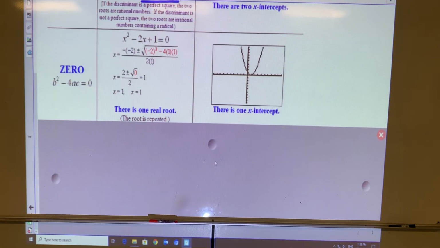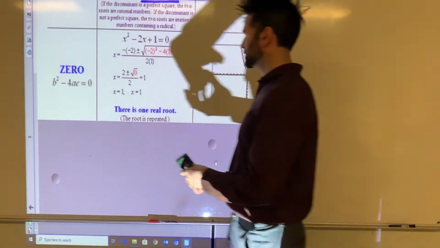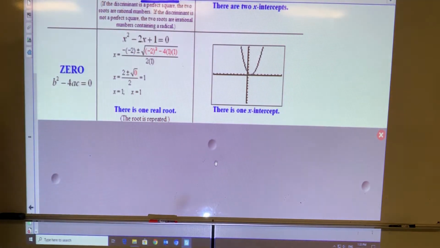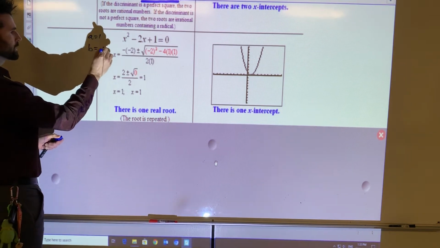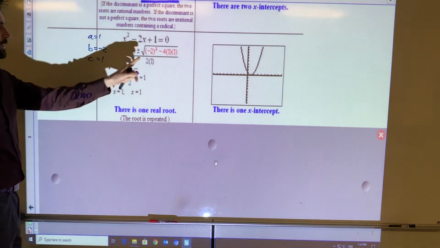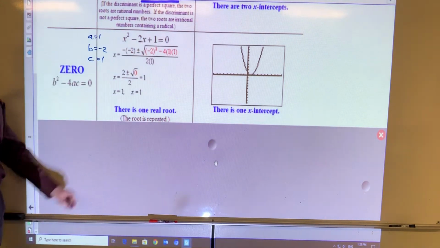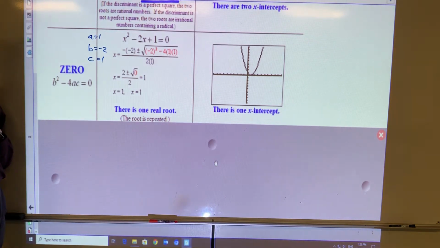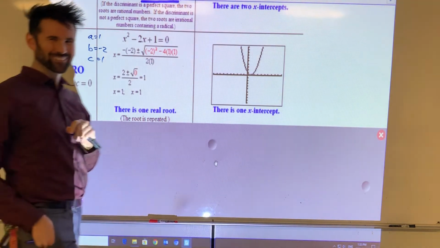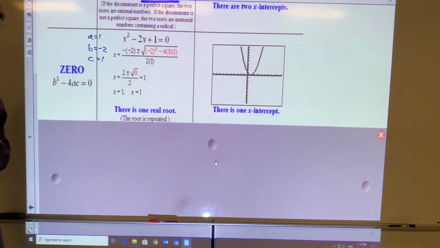If the discriminant is exactly 0, so different quadratic, different values for A, B, C. In this one, A is 1, B is -2, and C is 1. Here's the discriminant highlighted in red, and you get exactly 0. So can you do the square root of 0? You betcha you can. The square root of 0 is 0, right?